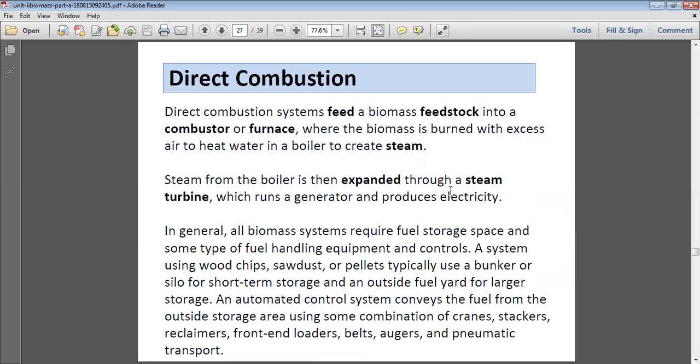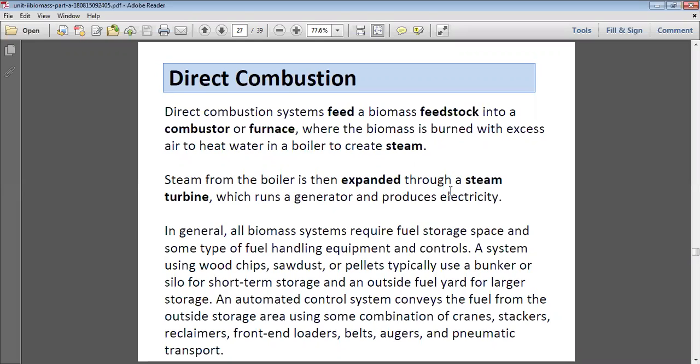So let us take an example. If we are using wood chips, sawdust or pellets, then we use a bunker or a silo. Then we have to keep the fuel in storage. We keep it in a bunker, or we use a silo for short-term storage.